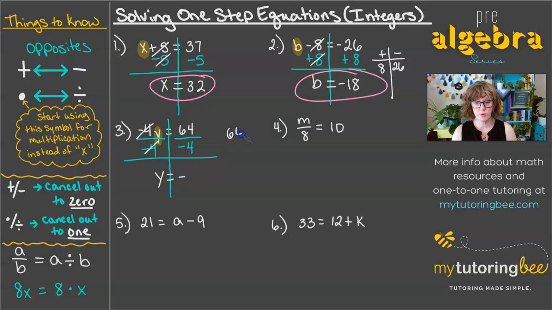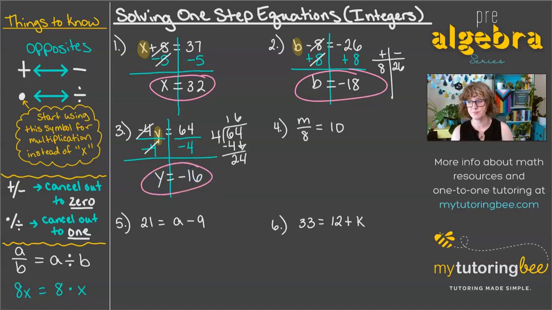So 64 divided by 4, 4 can go into 6 one time. And then we bring down our 4, 4 can go into 24 6 times. So we wind up with -16, y equals -16.